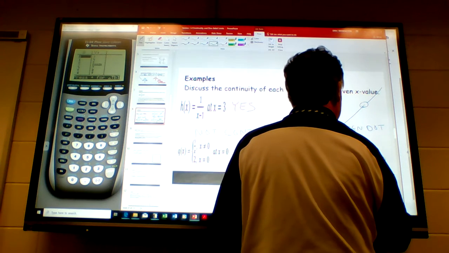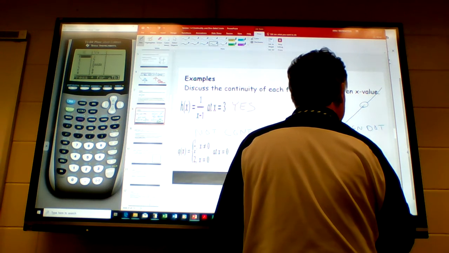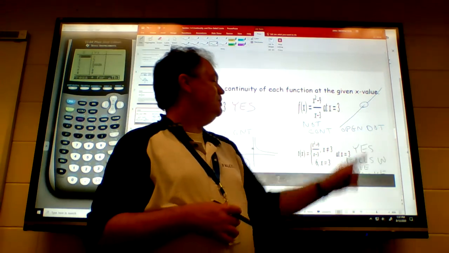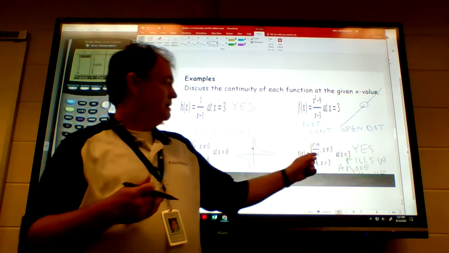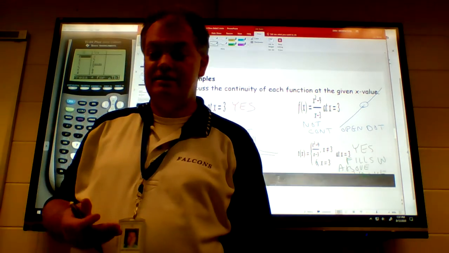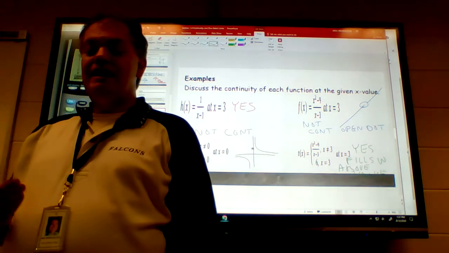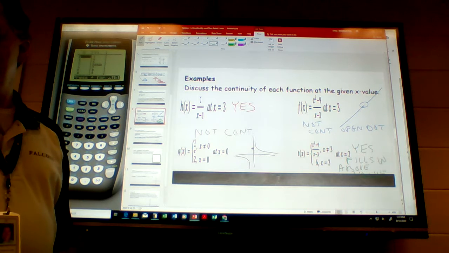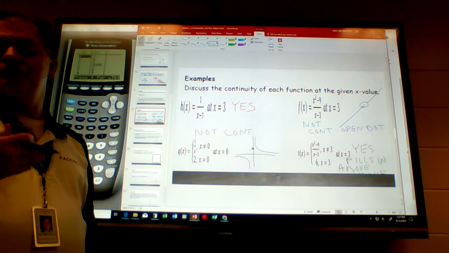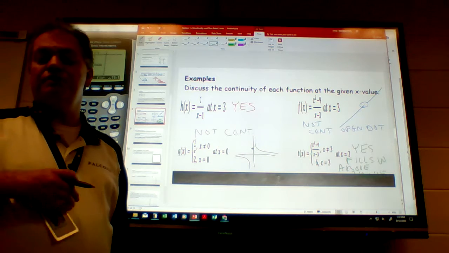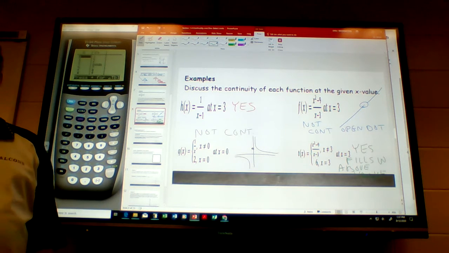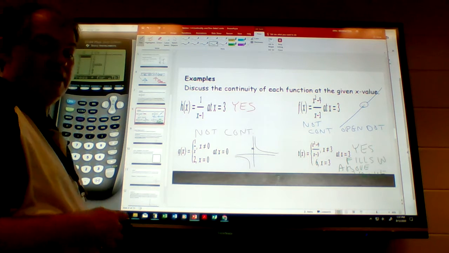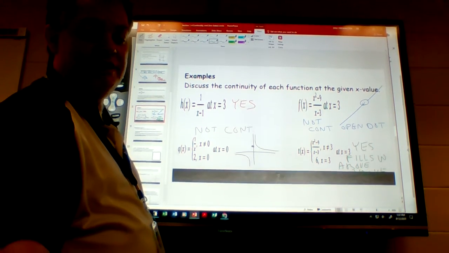So right there, we had an open dot. But this 6 here filled it in. So now, if you look, this is an example of removable discontinuity. This is where the graph was undefined, but it did fill it in, so therefore it has been filled in. All right, I'm going to pause this for just a second.